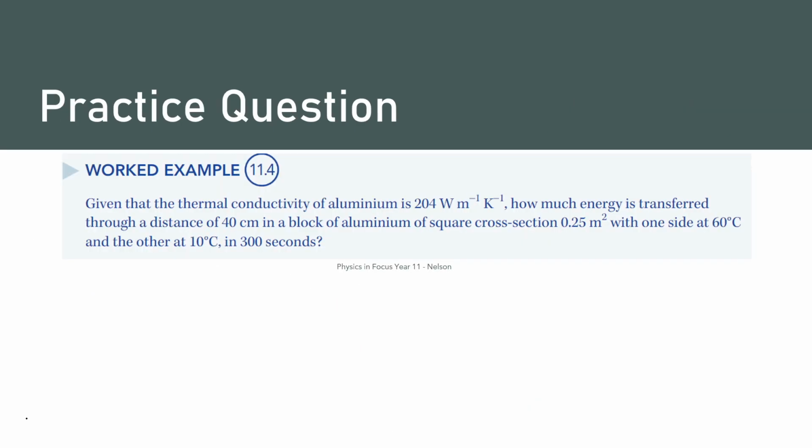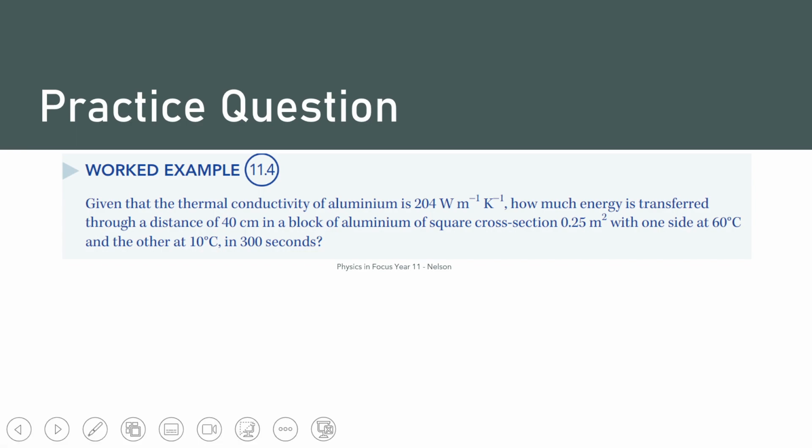So let's have a go at doing a practice question. This is just one of the worked examples in Physics in Focus. We're told that given that the thermal conductivity of aluminium is 204 watts per meter per Kelvin, how much energy is transferred through a distance of 40 centimeters in a block of aluminium of a square cross-section of 0.25 meters squared, one side at 60 degrees Celsius and the other at 10 degrees Celsius. That's happening over a 300-second period.